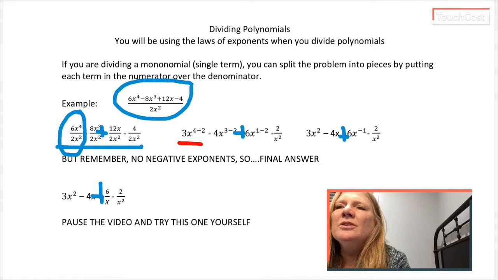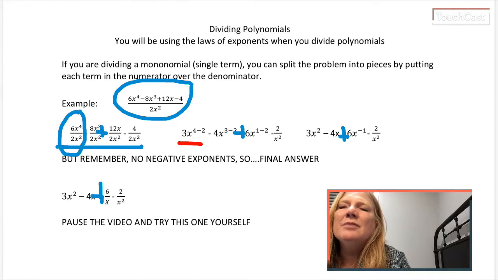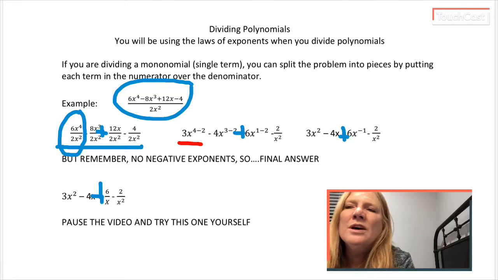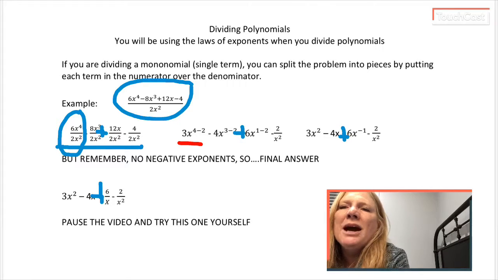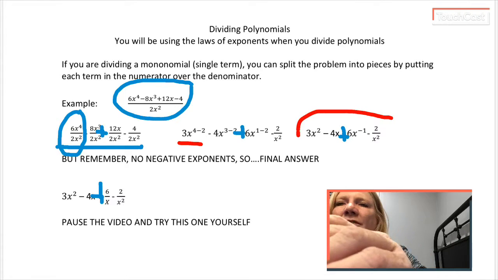Then it should be plus 12x over 2x squared. That's going to be 6x, and then that x in the top is an understood power of 1, so it's going to be 1 minus 2. And then the last term, we already have the positive exponent in the bottom, so I would just leave it there, and that is going to be 4 divided by 2 is 2. That would stay in the top, so that is this right here.